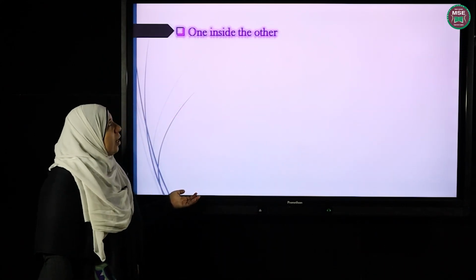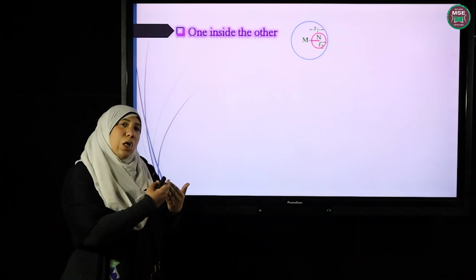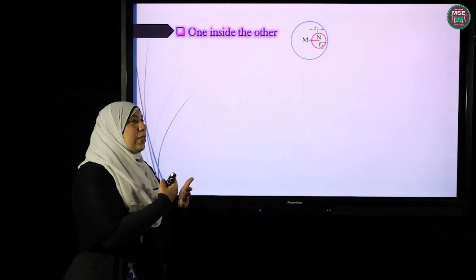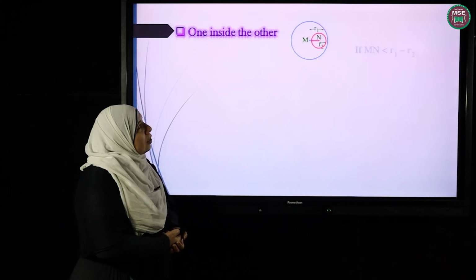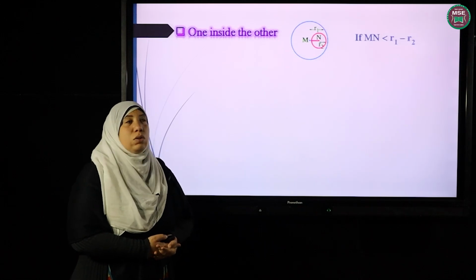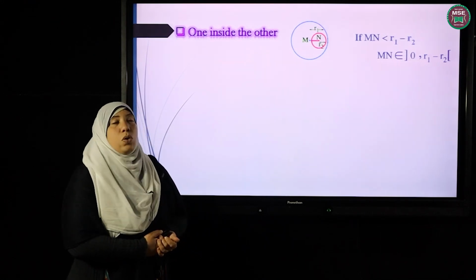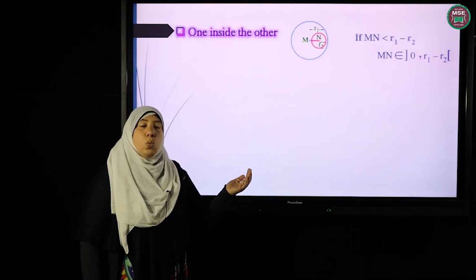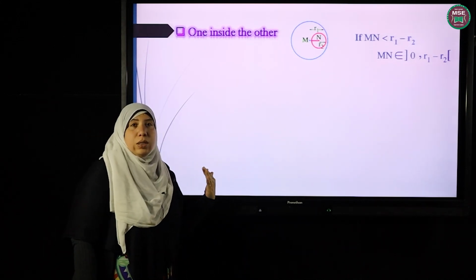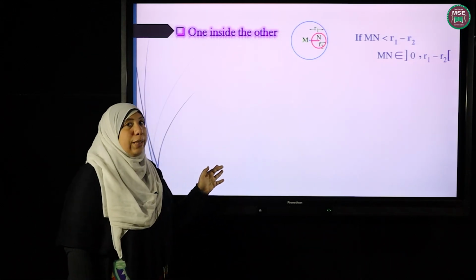The fifth position is one inside the other. Here you will find that circle N comes closer to the center of circle M, or goes more inside circle M. It's called one inside the other, and the distance between their centers is smaller than the difference, or the distance here is from 0 to R1 minus R2. Why 0? Because I'm finding a length. It cannot be a negative number. So it could be 0, but not negative 1.